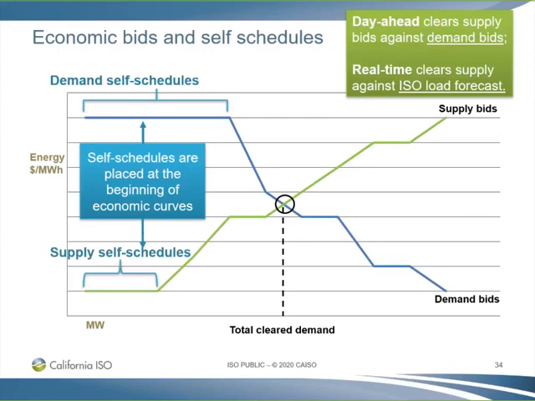In real time, any additional demand that shows up will be served by the real-time market at the real-time price. So if you look at the demand that is to the right side of the total cleared demand, these quantities will clear in real time.